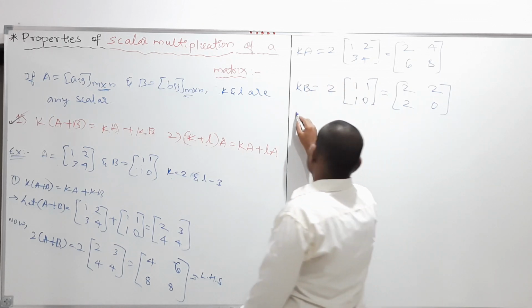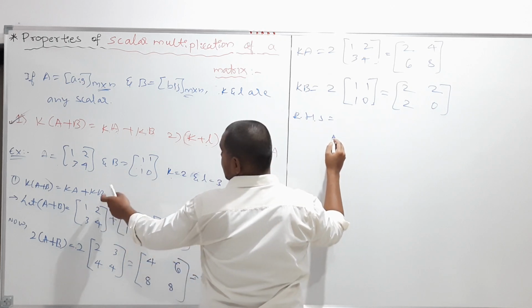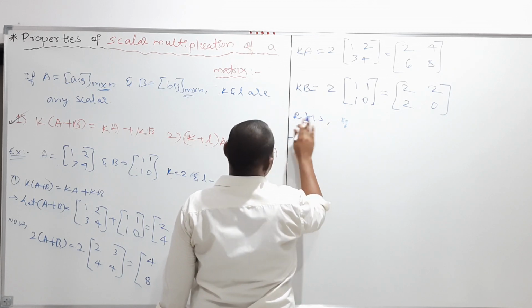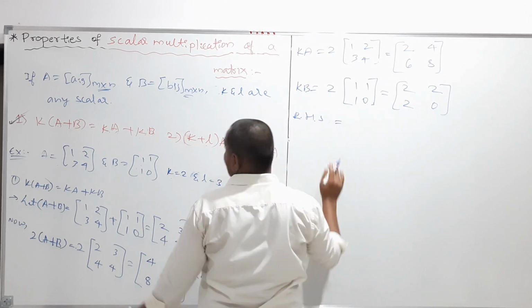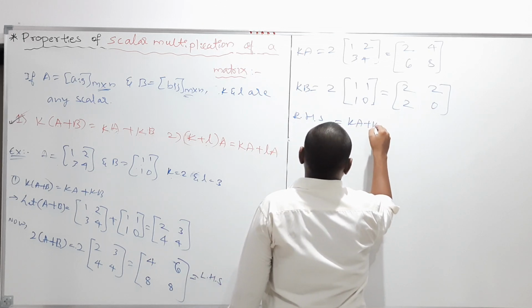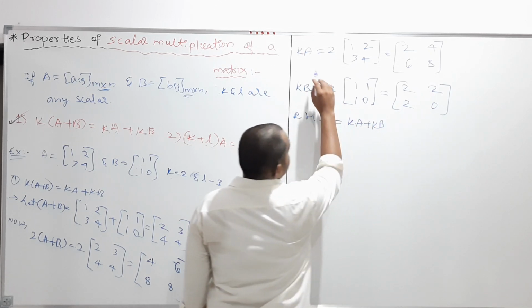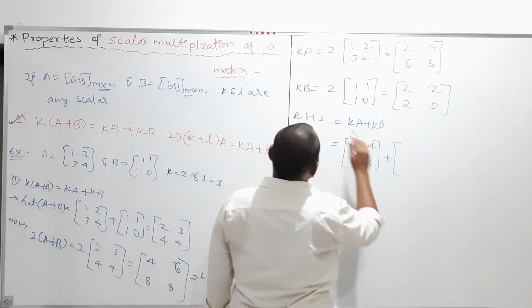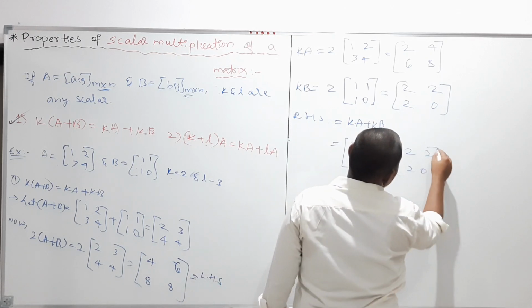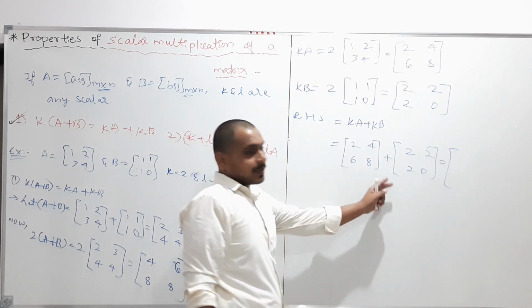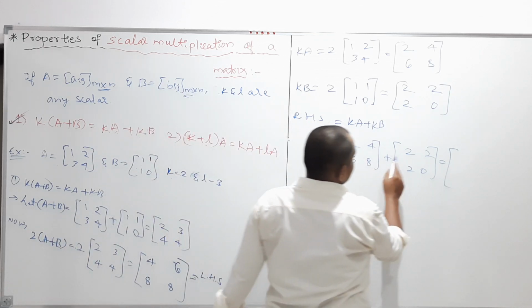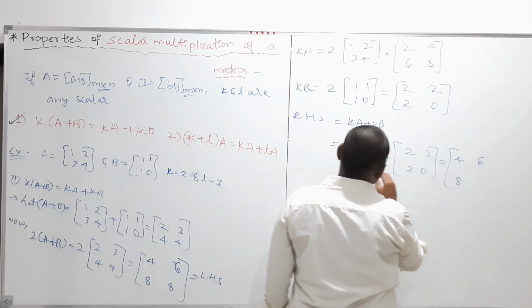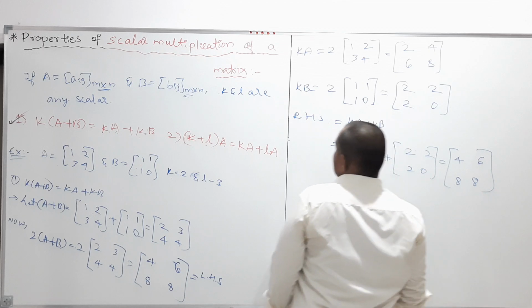Now consider the RHS. What is RHS, my dear students? RHS is equal to K into A plus K into B. So this is equal to 2, 4, 6, 8 plus K into B value, which is 2, 2, 2, 0. Therefore, my dear students, add these two values. 2 plus 2 is 4, 4 plus 2 is 6, 6 plus 2 is 8, 8 plus 0 is 8. Yes, this is RHS.